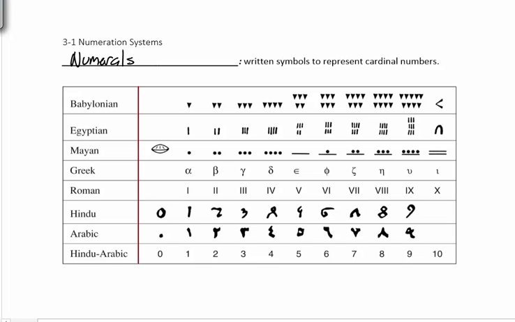Okay, numerals are written symbols to represent cardinal numbers. So you've got to think for a second, what are cardinal numbers? Cardinal numbers are what we consider to be the counting numbers. So how many of an object? There's 1, 2, 3. Those are referred to as cardinal numbers.